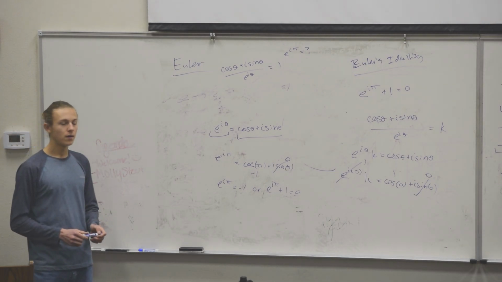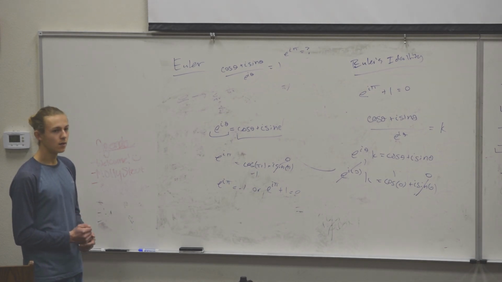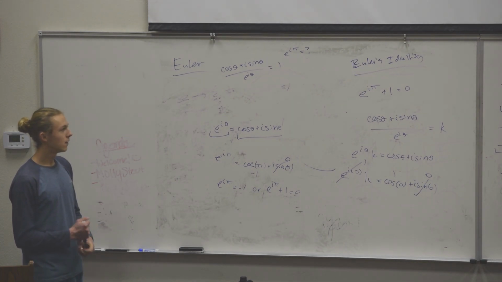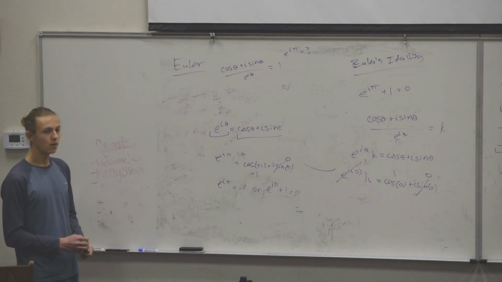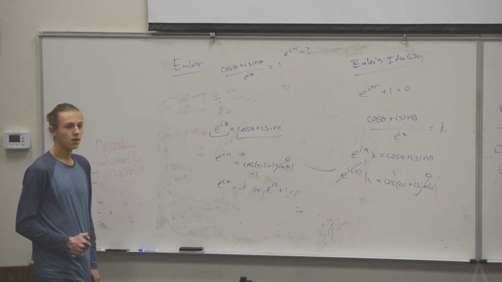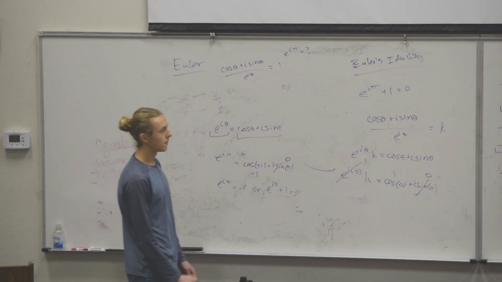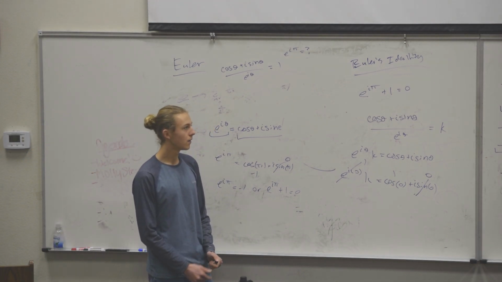Yeah. Wait, so where did that original function, like f of theta equals cosine theta plus i sine theta, where did all that come from? Was it just kind of a guess to see if that would work out, or how did they come up with that originally and know that that would work?